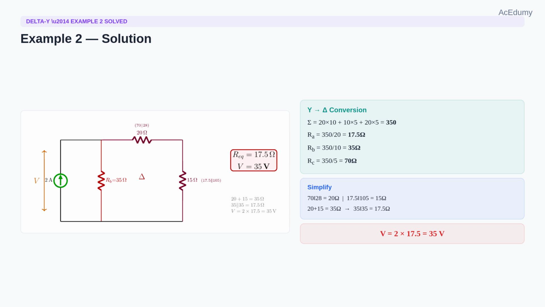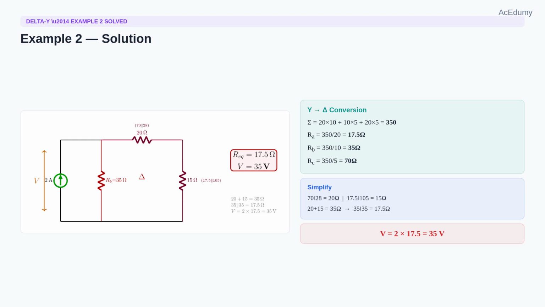Now divide by each Y resistor. RA equals 350 over R1. That's 350 over 20, giving 17.5 ohms. RB equals 350 over R2. That's 350 over 10, giving 35 ohms. RC equals 350 over R3. That's 350 over 5, giving 70 ohms.